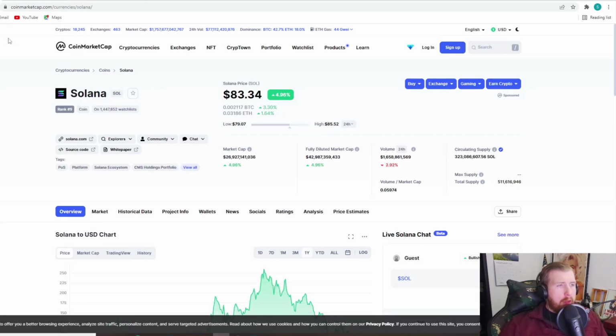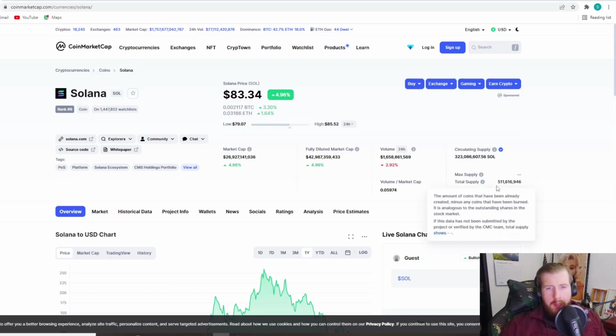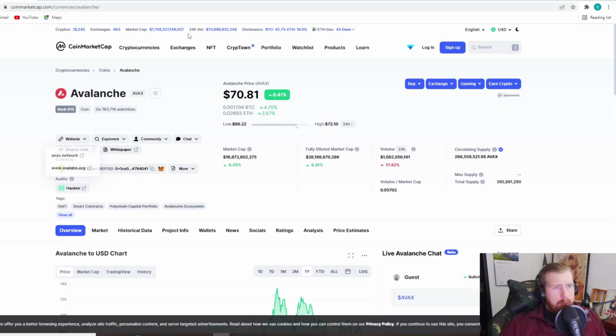First, we're going to start with the market cap. So Solana's market cap is 26.927 billion USD. We've got a circulating supply of 323 million SOL. I believe that started at 225 million and is a little bit inflationary there. The total supply is 511 million there.